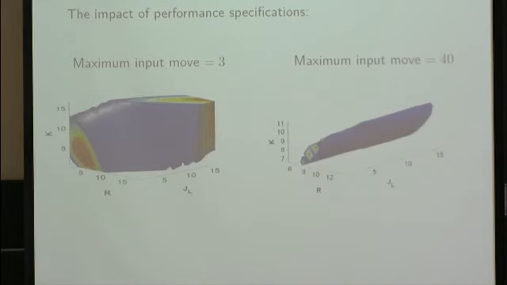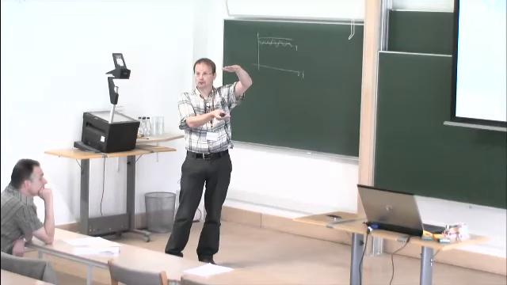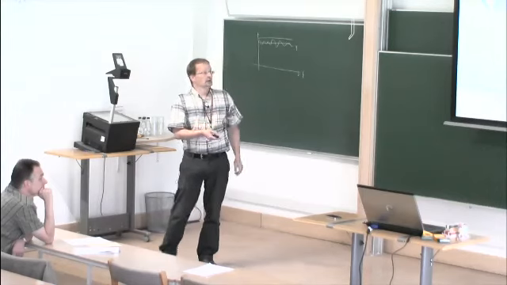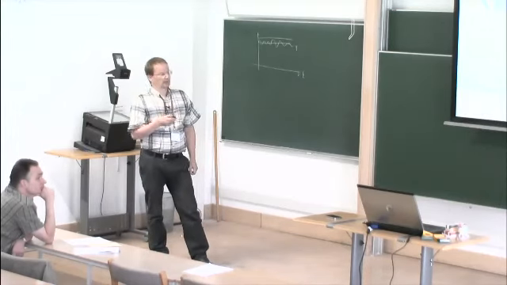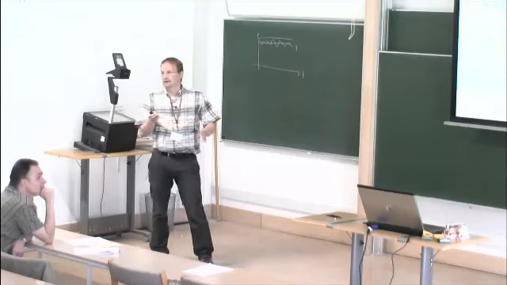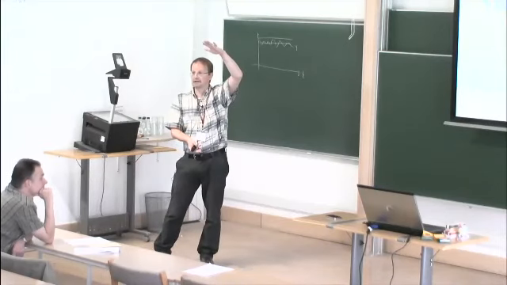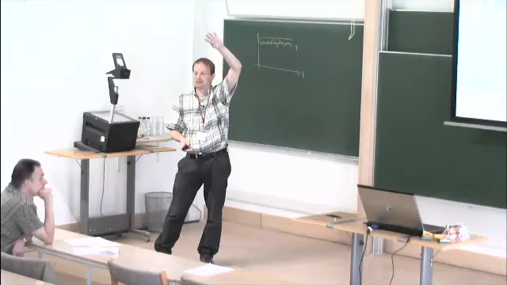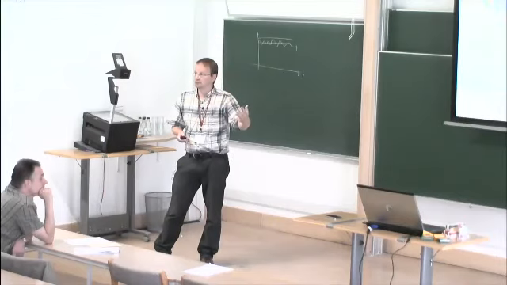In the set of acceptable models that I showed you before, the input move size was limited to 3. That means that for each time step, the input is only allowed to change by an amplitude of 3. If I increase that constraint to 40, I can have a much more aggressive controller. I can change by 40 instead. So I can have a much faster step response, much more aggressive control.